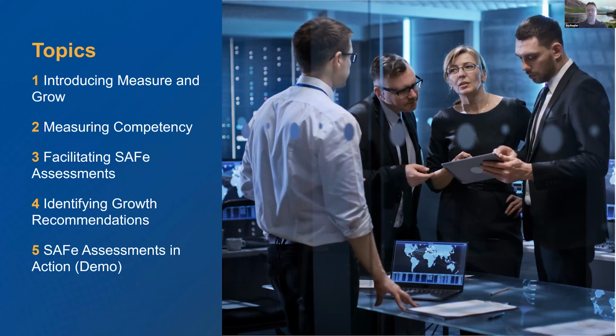So how do we actually go about executing those assessments within an organization, and a couple different options of how to go about that. And then we'll take a look at identifying growth recommendations. So once we've run the assessment, what do we do with the information? How do we identify where we need to make improvements and what those improvements are going to be? And then we'll finally take a look at an actual demo of using Comparative Agility to execute the assessments and what that looks like, and the power and the functions within Comparative Agility.